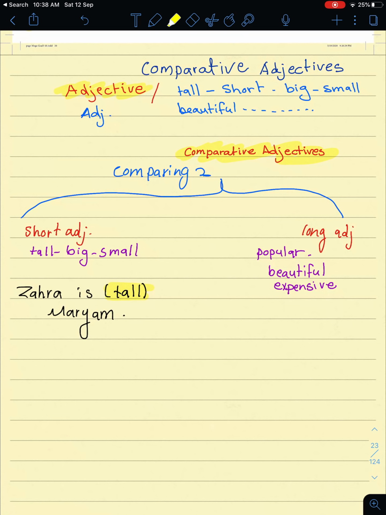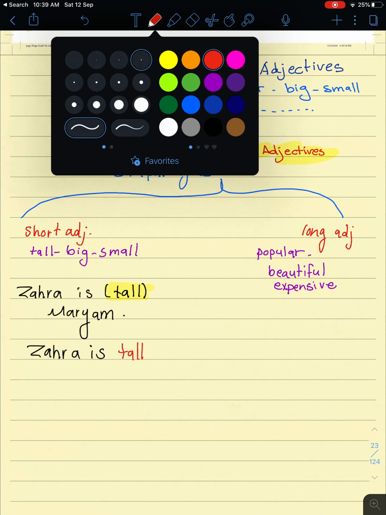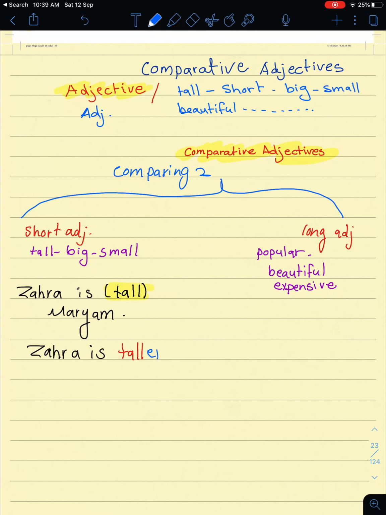Yes. So two people. The adjective which I have is a short adjective. The rule says, القاعدة تقول, Zahra is, and then the adjective tall. I'm gonna add to the adjective what? ER, taller, and then than. Taller than whom? Maryam. So I added to the short adjective in the comparison between two people ER, وضفت لها than.